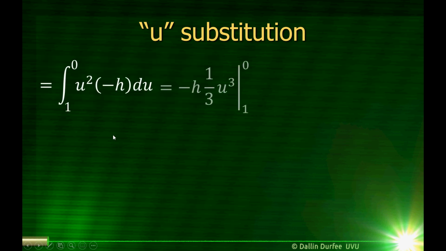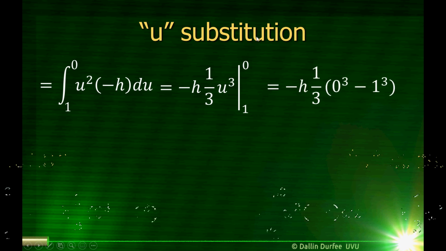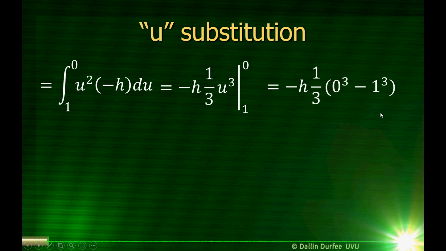I can do the integral. The negative h comes out. The integral of u squared du is 1/3 u cubed, and I evaluate that between 1 and 0. And remember, evaluating between 1 and 0 means I take this expression evaluated at u equals 0, and I subtract from that this expression evaluated at u equals 1. So this is negative h over 3 times 0 cubed minus 1 cubed, which is h over 3.